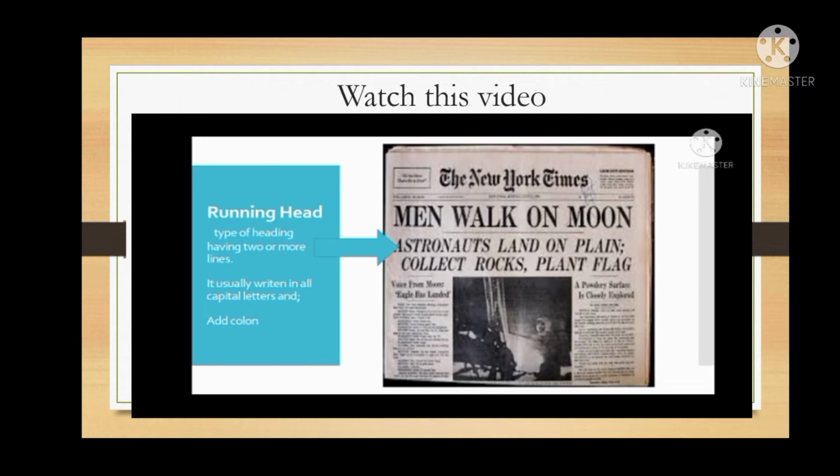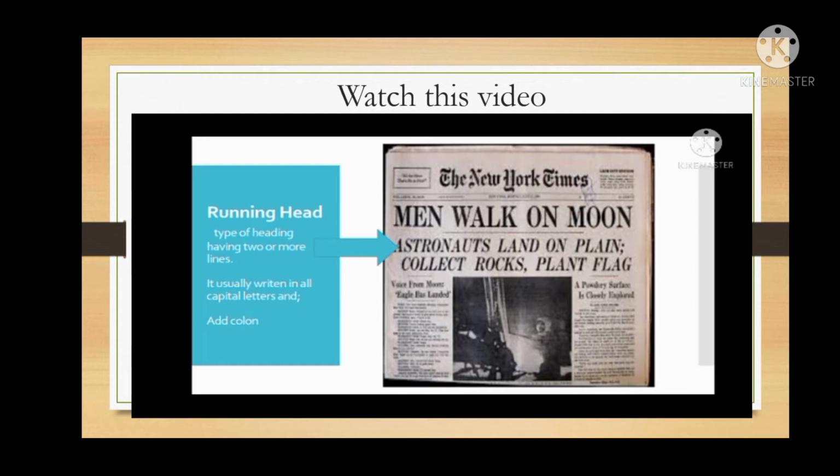So the next is the running headline. It is a type of heading having two or more lines, and it is usually written in all capital letters and sometimes add a colon. So sometimes kay di man nakanunay, maka-identify ta nga running head ni siya kay sa font palamandaan nilang duha. Mas bolder ang font sa banner kaysa sa running headline. And ang title is very broad.